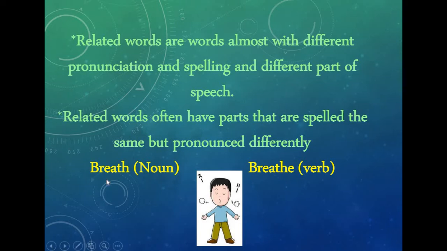So if we look at these two related words, breath and breathe, you know that they are from the same group, okay? Because they are almost the same. But when you look deeply into the words, you feel different pronunciation because I say here breath and here breathe. So I don't say them the same. They also have different spelling. Breath is not written the same as breathe. And they have different parts of speech. Breath is a noun, breathe is a verb. So related words are words from the same group but with different pronunciation, different spelling, and sometimes different part of speech. Okay.